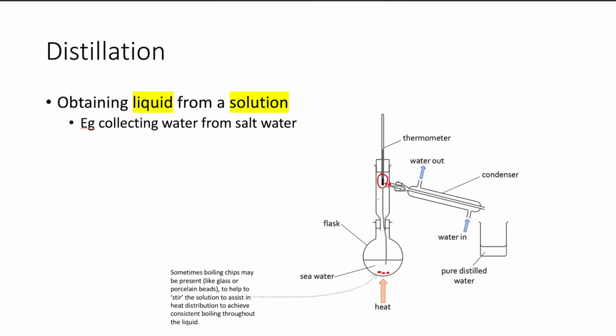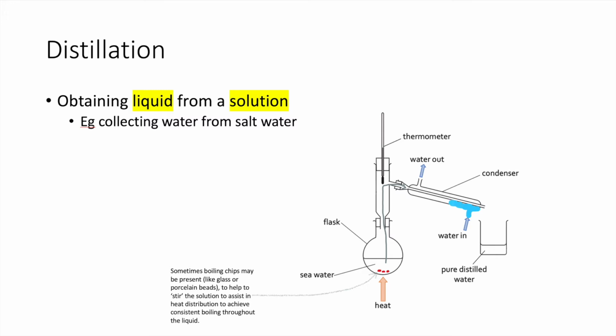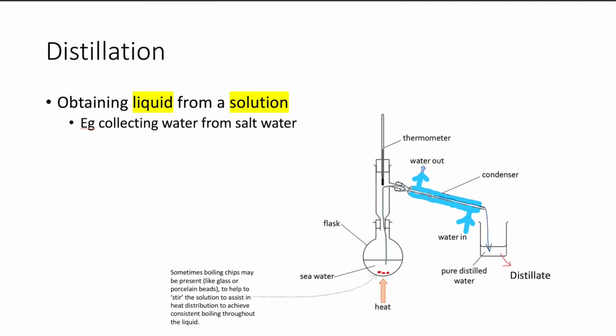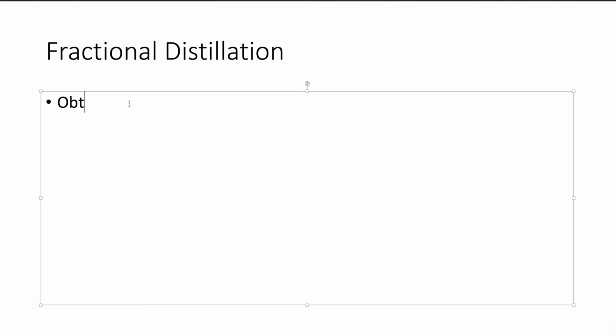The condenser has to be set up in this arrangement. The water has to come in from the bottom so that the whole condenser is filled with cold water. So the liquid boils and it comes over here, it condenses, and the distillate will fall into the container. However, if two liquids are miscible, they can mix with each other like alcohol and water. We have to use a fractional distillation.